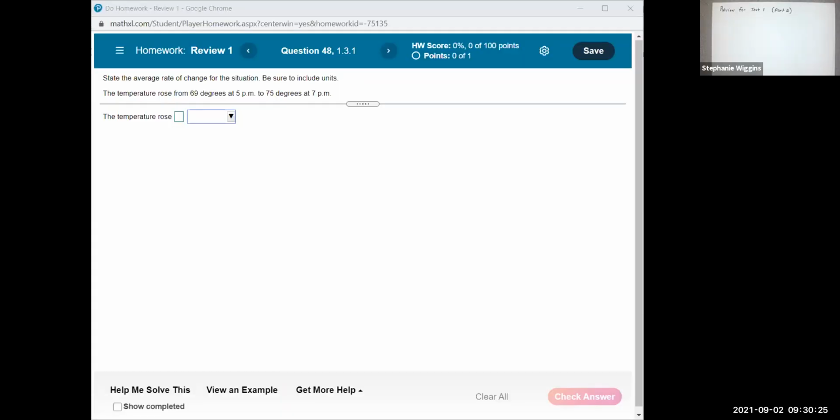Number 48, we're asked to state the average rate of change for the situation and be sure to include the units. The situation is that the temperature rose from 69 degrees at 5 p.m. to 75 degrees at 7 p.m. And when you're calculating the average rate of change, you're just calculating the slope for a function between 2 points. That's all the average rate of change.